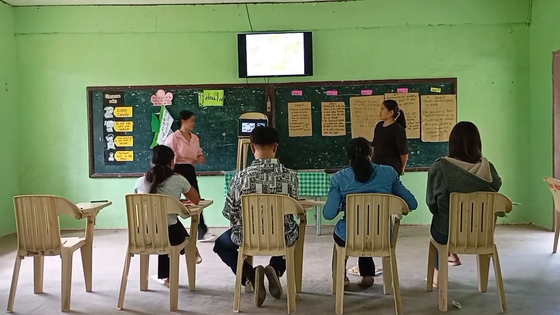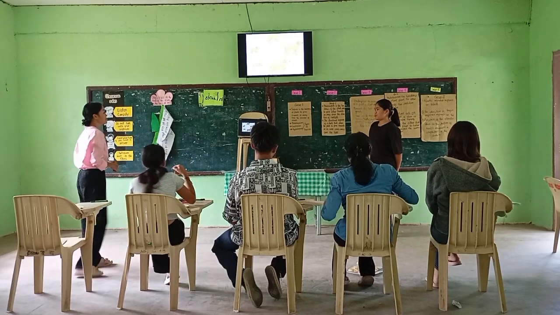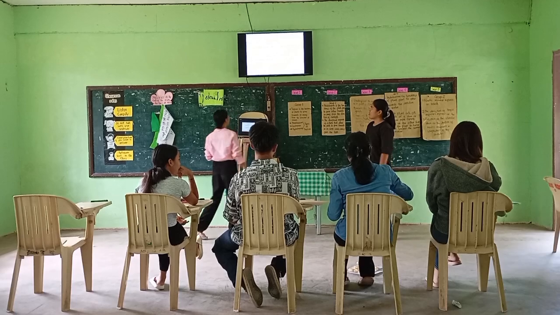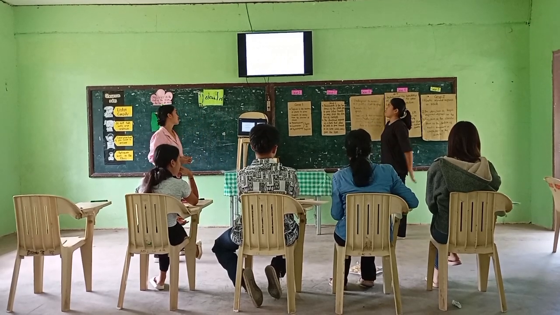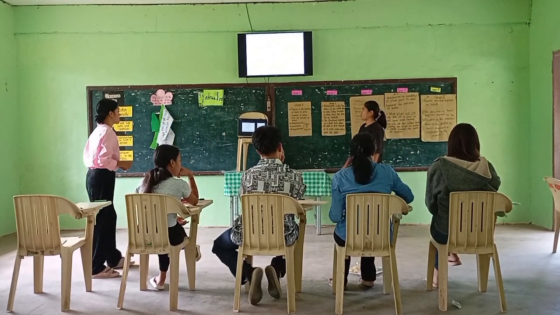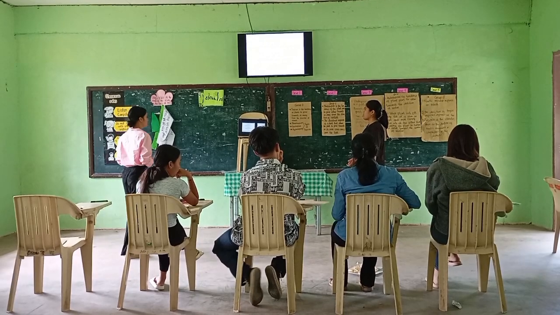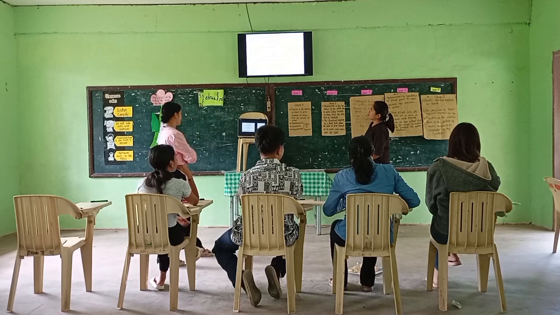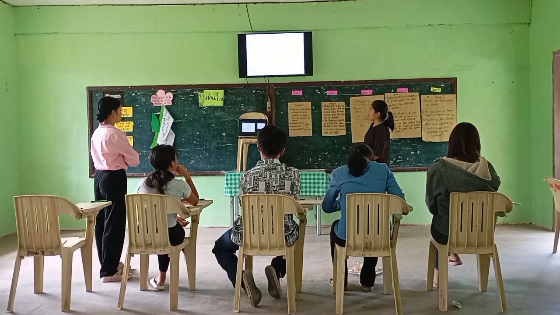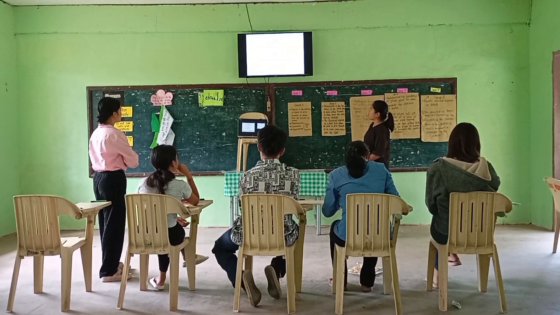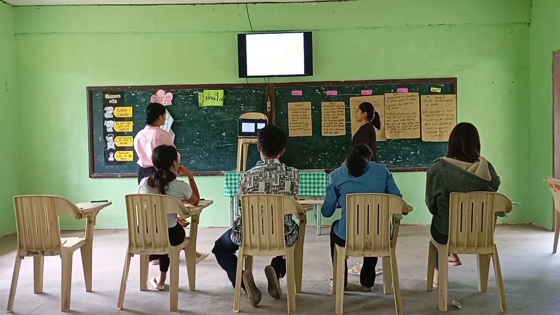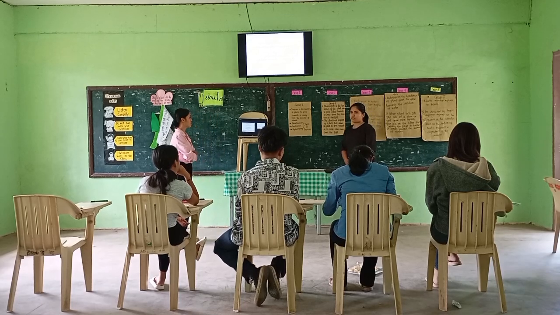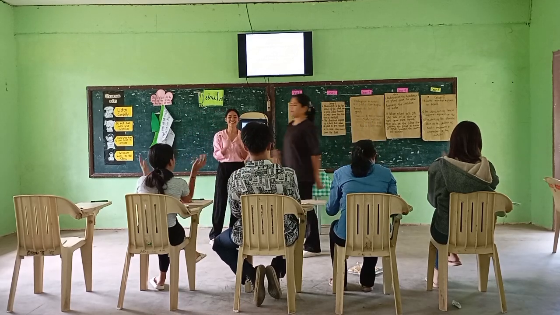Good afternoon, everyone. So, the group 1 questions are, what is tropism? Tropism is the tendency of plants to grow towards or away from the direction of stimuli. The second question is, what are the different types of tropism? The different types of tropism are phototropism, geotropism, and hydrotropism. Okay, thank you. A round of applause.